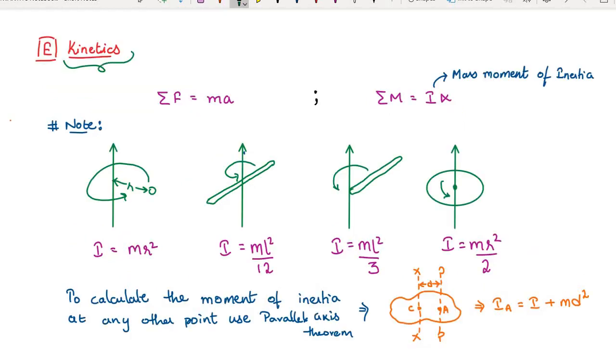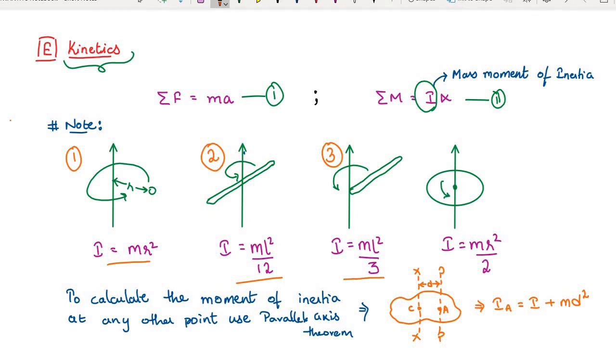Now the next topic is kinetics. Here we will use two equations, sigma F is equal to ma and sigma M is equal to I alpha. Remember that I is mass moment of inertia, not area moment of inertia. Now the value of I for different cases is: for a particle rotating about the axis, I is equal to mr square. For a rod rotating about the center, I is equal to ml square by 12. For a rod rotating about the end, I is equal to ml square by 3. For a disc rotating about the center, I is equal to mr square by 2.